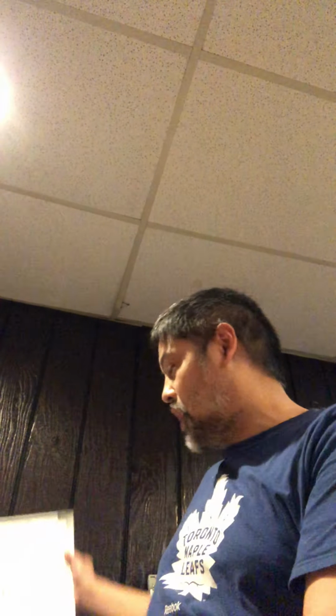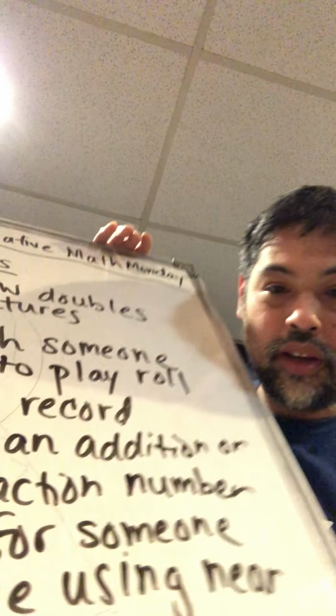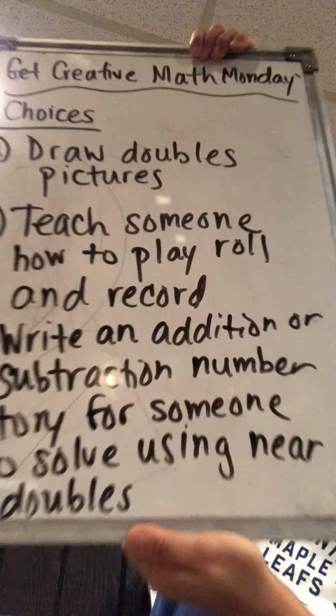Real simple. Now, if you print out the worksheets, the rules will come with this too. Okay? You should be able to have the rules. Now, let's go over choice C. Choice C is writing an addition or subtraction number story for someone to solve.